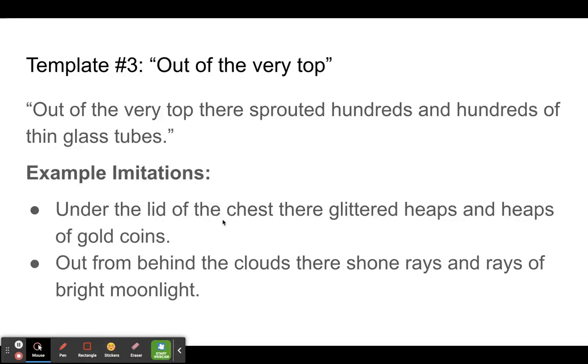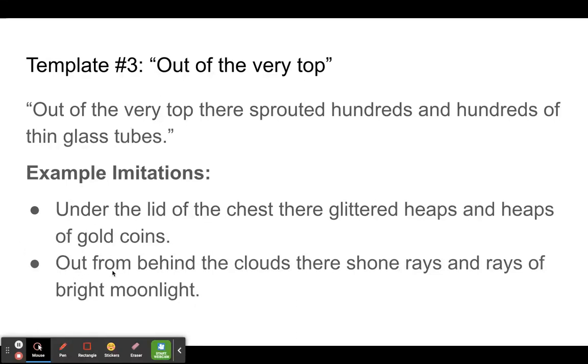Under the lid of the chest, there glittered heaps and heaps of gold coins. So, this one is great because if you're in a story where somebody is opening a chest and you can't wait to find what's inside, then you say, under the lid of the chest, and you're not showing them yet. There glittered. Oh, you're showing them something glittery, but they don't know what it is yet. Heaps and heaps of gold coins. And now we find what it is.